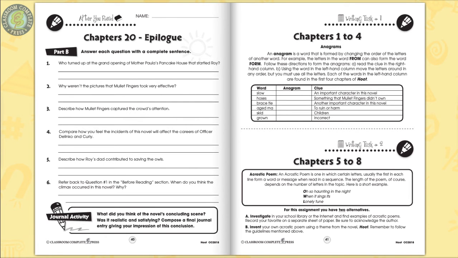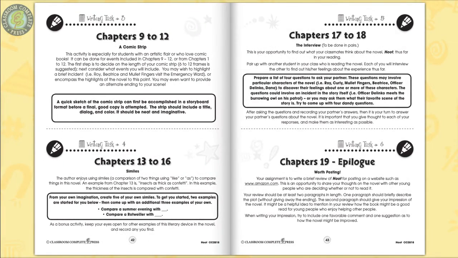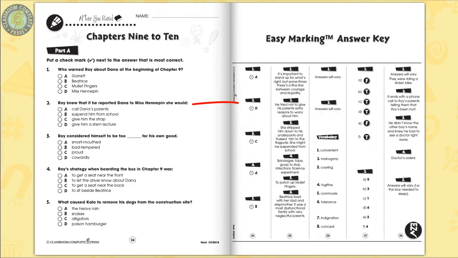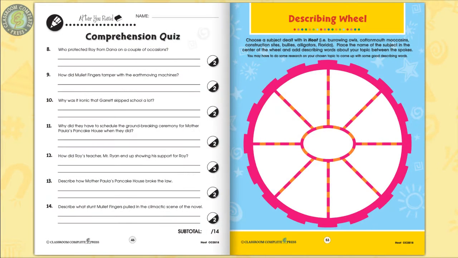Supplement an existing unit with in-depth writing tasks, such as creating similes, drawing on the author's use in the novel as examples. A word search puzzle and comprehension quiz ends the unit. The easy marking answer key works by lining up perfectly with the matching question pages. 3 color posters, which are graphic organizers, complete the resource.